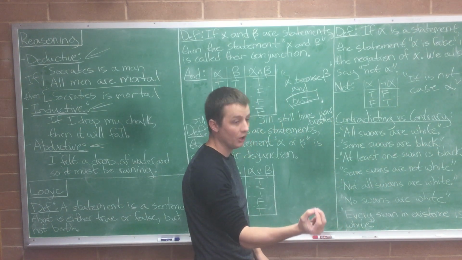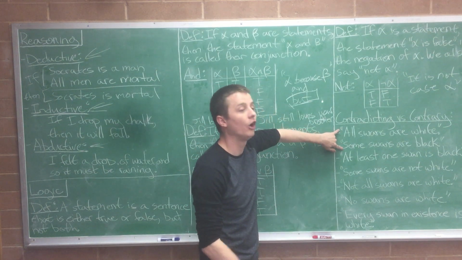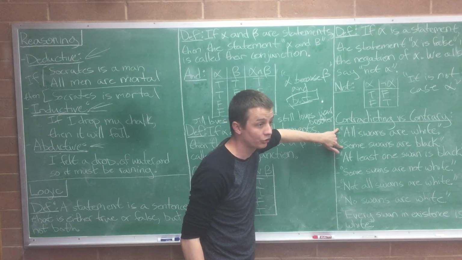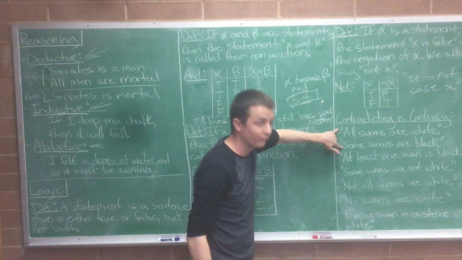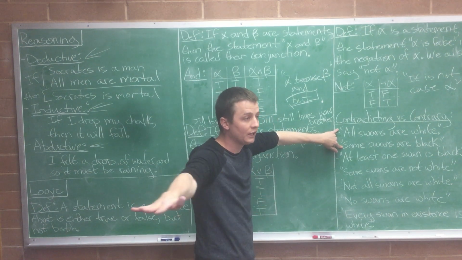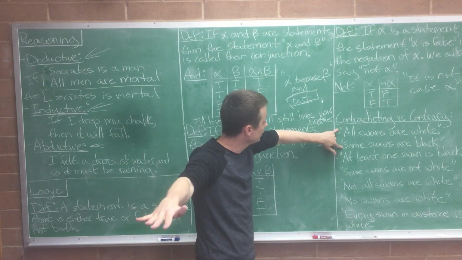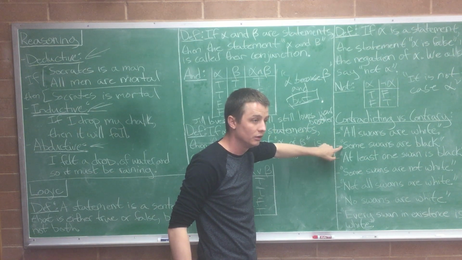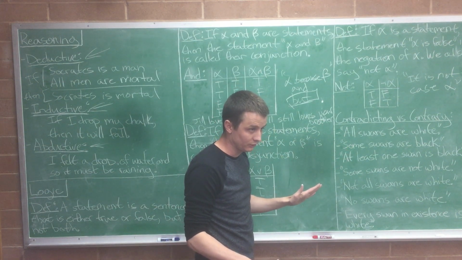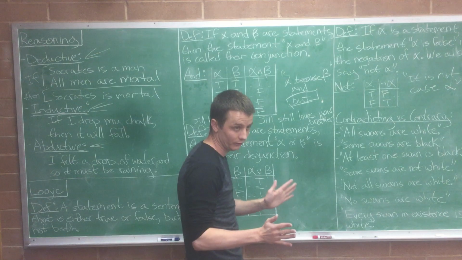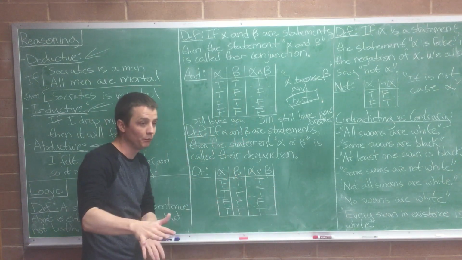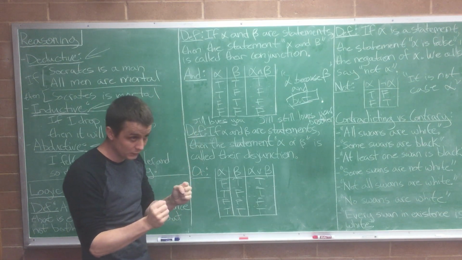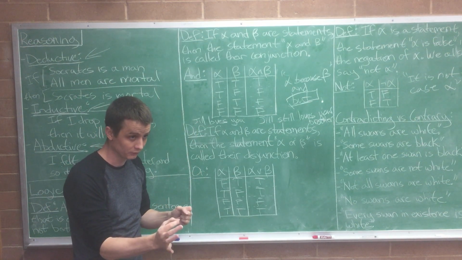No. Those two statements are what we call contrary statements. These two statements cannot both be true, but they can definitely both be false. We could live in a world of only yellow swans. If we lived in a world of only yellow swans, this statement is false, and this statement is false. These are not contradicting statements. These are just contrary statements. So contrary means they can't both be true. Contradicting means one has to be true and one has to be false.